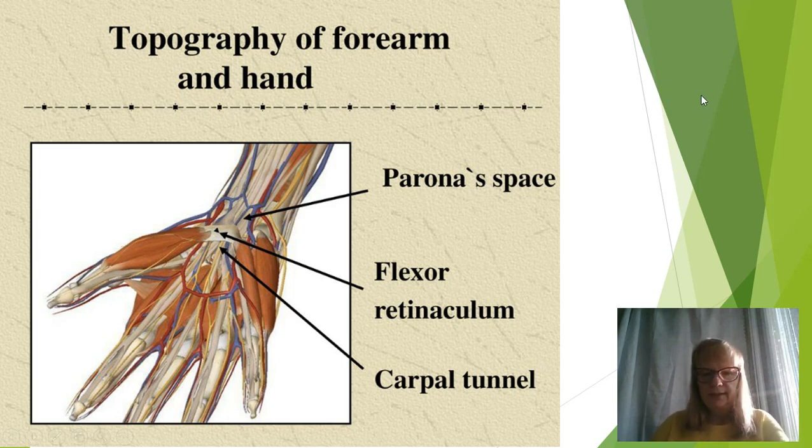Okay, we arrived at the last part of our upper limb, manus, our hand, and some spaces, some structures we also have in the region of our hand. On the border between the forearm and hand we have Parona's space, this one. And exactly at the beginning of the palmar part, like really the border between the antebrachium and the palmar part of the hand, we have the carpal tunnel.